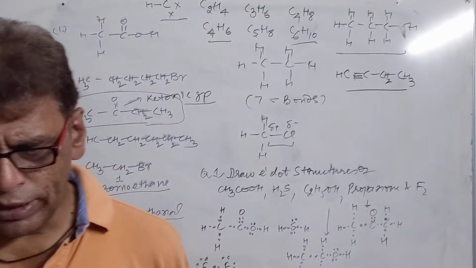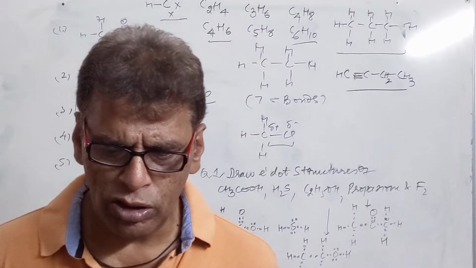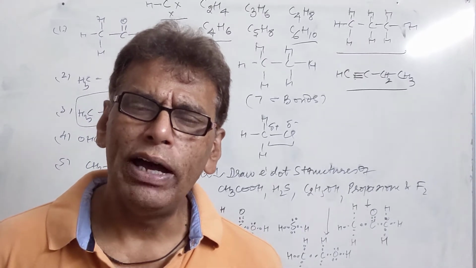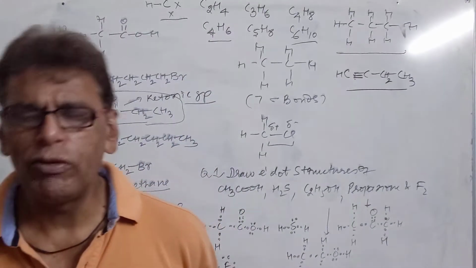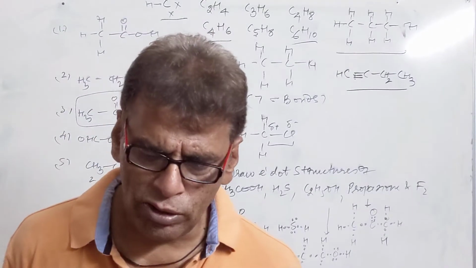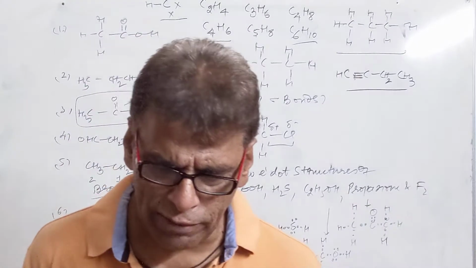Then we have, which gas will be evolved if sodium bicarbonate is added to solution of tartaric acid. So whenever there is carboxylic acid, the term is acid, then it will definitely produce carbon dioxide on reaction with sodium carbonate, sodium bicarbonate or sodium hydroxide.